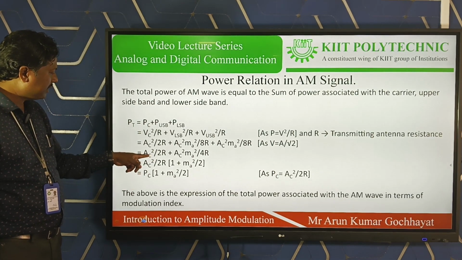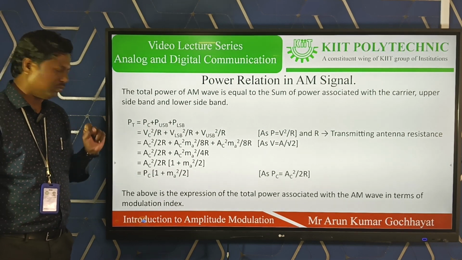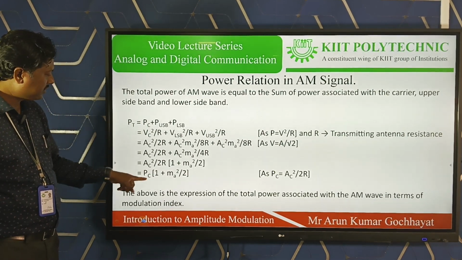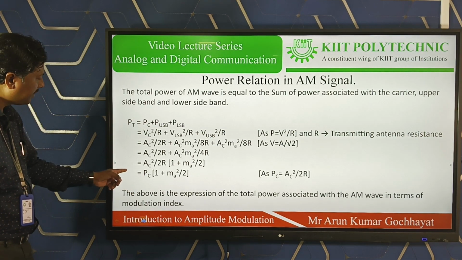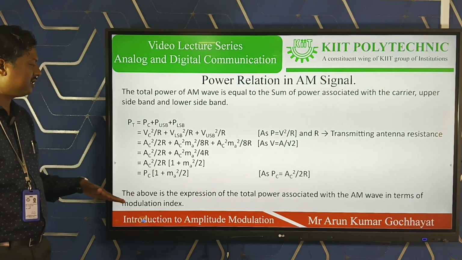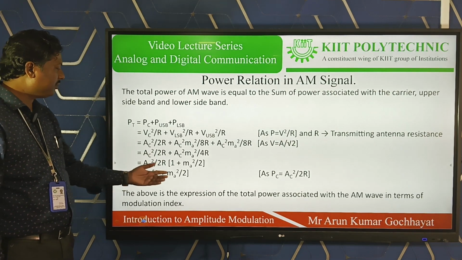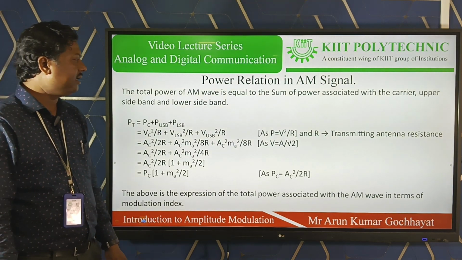So if we take AC square by 2R common, then what will be left? 1 plus MA square by 2. So in place of AC square by 2R we have put PC, that means power associated with carrier. So the total power becomes PC whole into 1 plus MA square by 2. This is the expression of power in terms of modulation index and in terms of your carrier power.